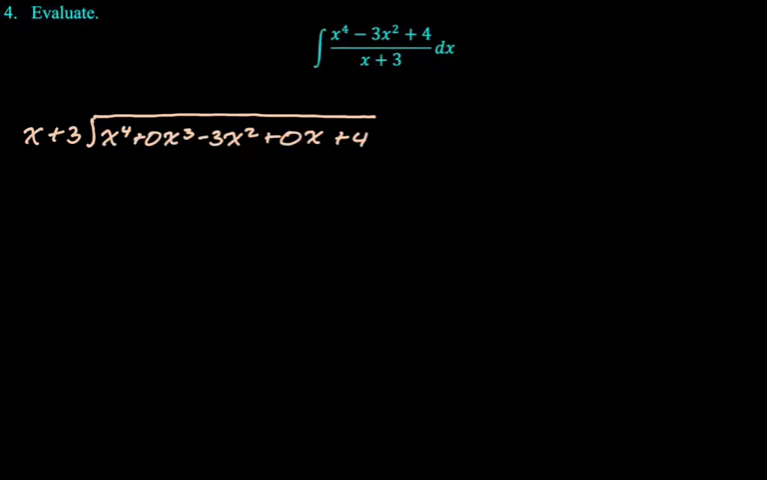You should do synthetic. I highly recommend it, right? It would just be -3, and then you go 1, 0, -3, 0, 4. You'd be done in like 15 seconds. Instead, I'm going to do this. I need to multiply x by x cubed so that it'll balance out with x to the fourth.